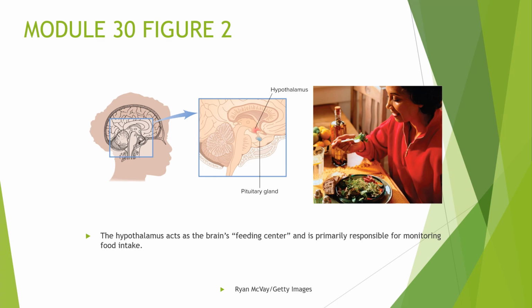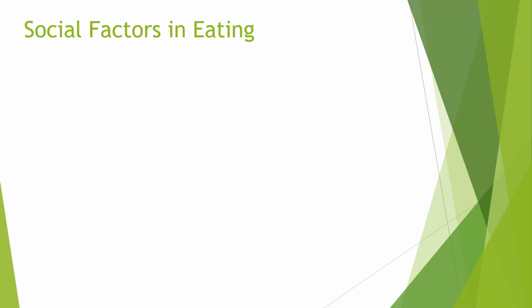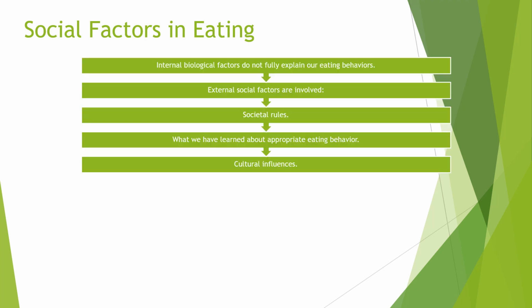Those internal things that occur. The next thing I want to talk about are the social factors. So now we're talking about externally, outside of your body, what factors are involved with this feeling of hunger. So we start off by saying that the internal biological factors do not fully explain our eating behaviors. They do explain part of it, but there are other factors that come into play. And some of those are the external social factors.